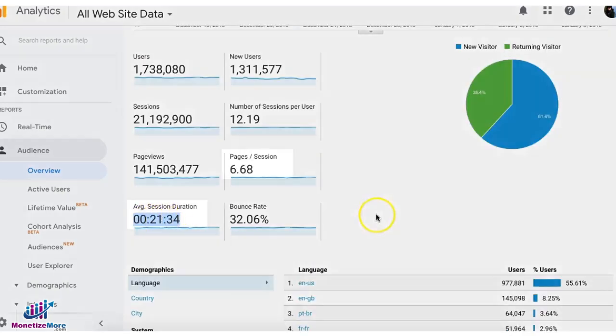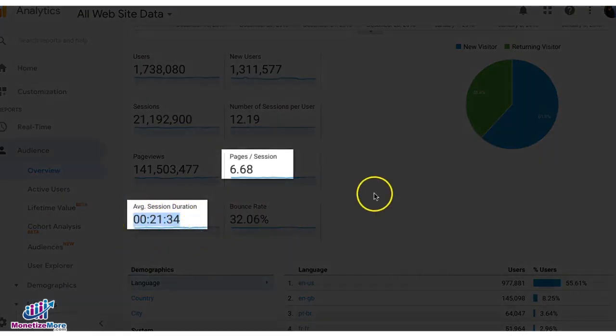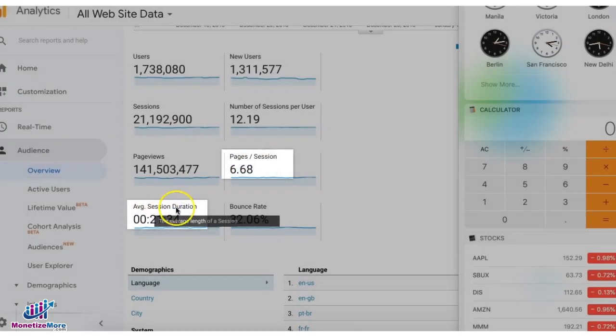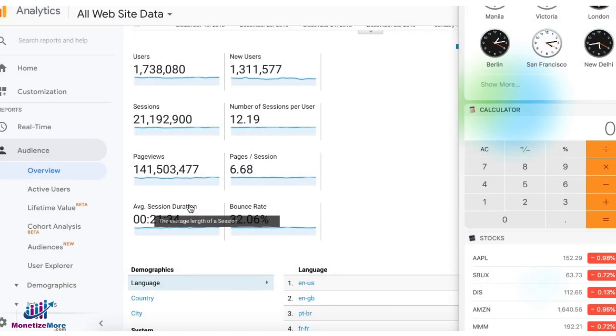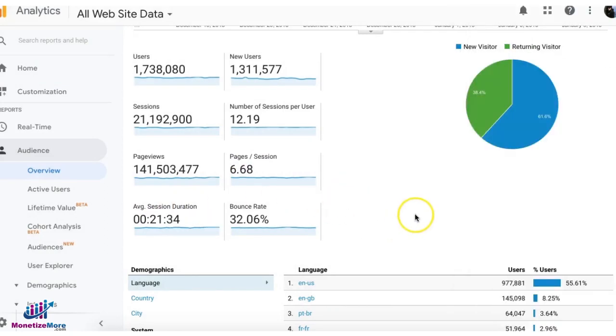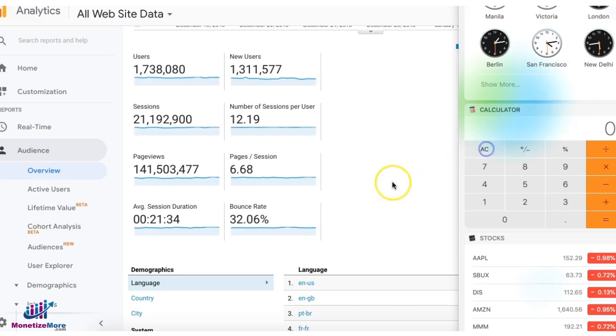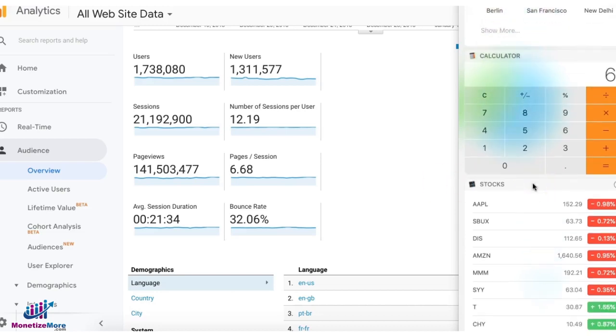So here, pay attention to the session duration and pages per session. That's the average user time per session. Regardless of the number of pages they open on the site, the whole session is about 21 minutes, 34 seconds. So we're going to convert that into decimal form. 34 divided by 60 is 0.57.